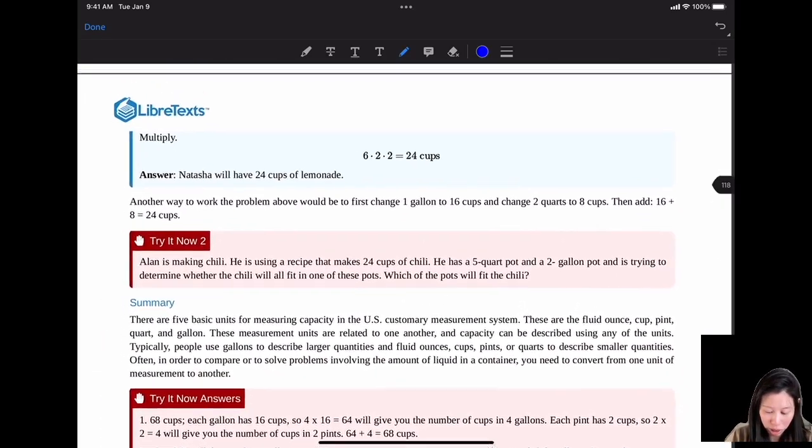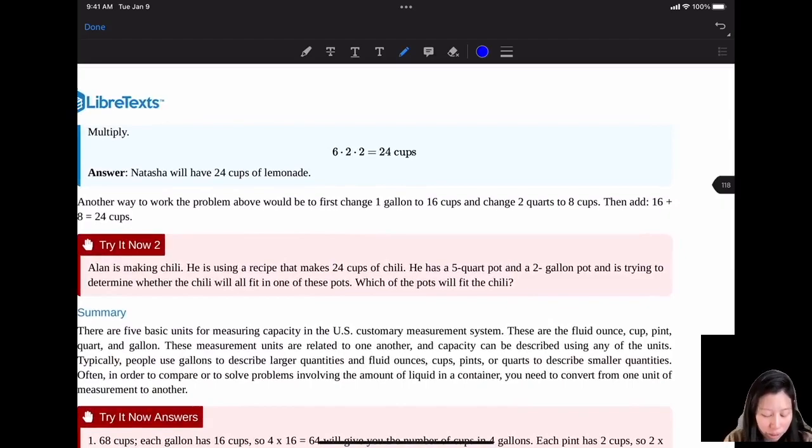And let's do these questions. Alan is making chili. He is using a recipe that makes 24 cups of chili. He has a 5 quart pot and a 2-gallon pot, and is trying to determine which of these pots the chili will fit in. Which pot will fit the chili? This one is not hard as long as you convert the 5 quart pot and 2-gallon pot into cups, and then you will know which one can fit 24 cups of chili.